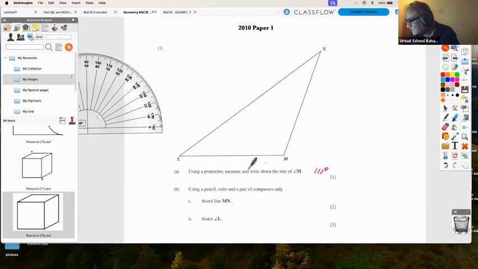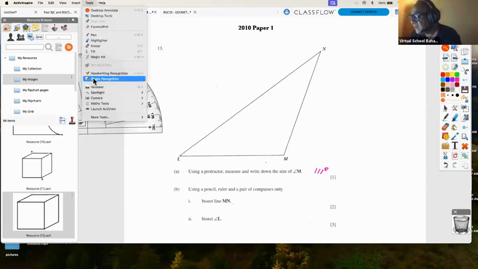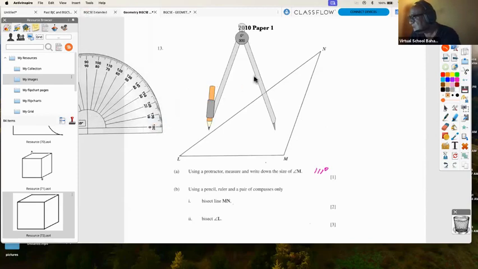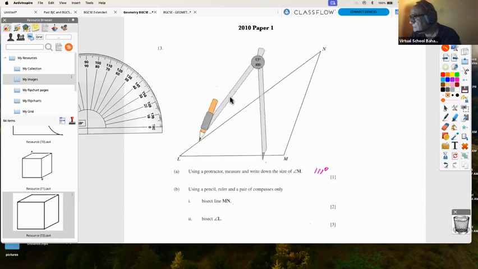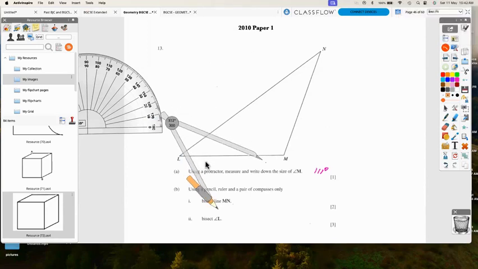Now you say: use your pencil, ruler, and compasses only. Bisect the line MN. And then the other part says bisect angle L. All those who know how to bisect a line, you're going to explain to me how we do it. I can't remember how to bisect a line, but I know that I have to use a compass. Who wants to talk to me? I'll talk. Go right ahead.